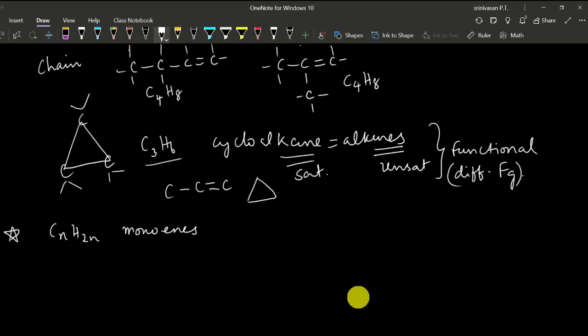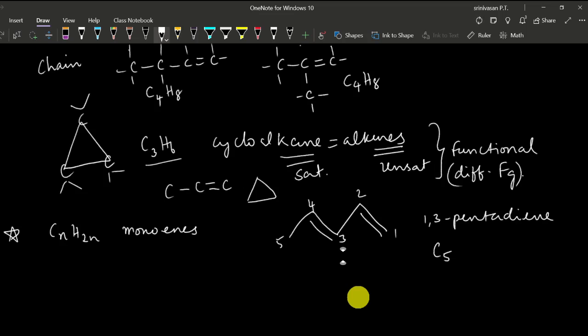That means it applies only to compounds containing only one double bond. Suppose you have a compound like this, so you have 1, 2, 3, 4 and 5. So you have 1, 3, this is called 1,3-pentadiene.